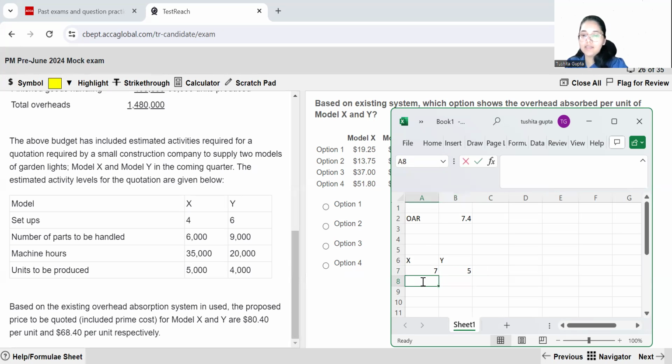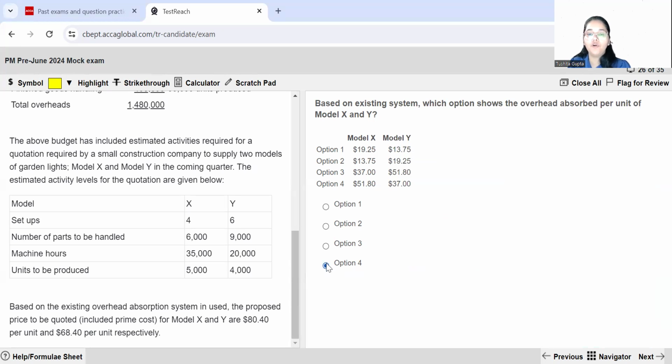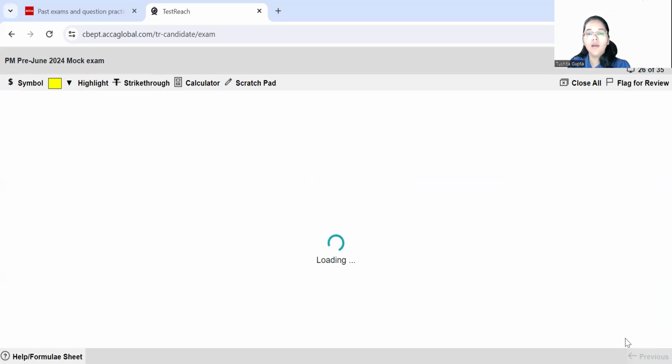So the absorption rates are going to be simple, just the number of hours that they take multiplied by the cost that we absorb per hour. So this multiplied by this figure over here. So 51.8 and 37, this is what we get in option 4. So we select this one over here.